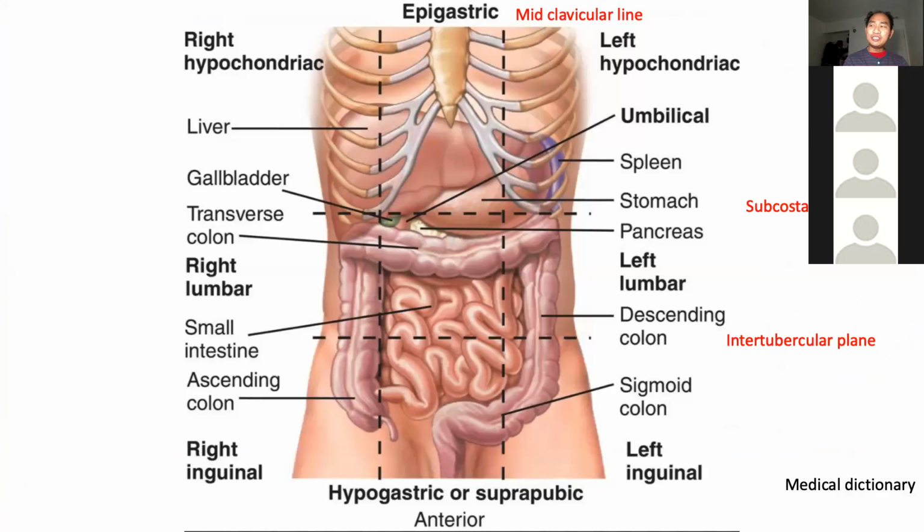And 9 regions is a little bit more detailed. I want you to grab this information. It is in our textbook.